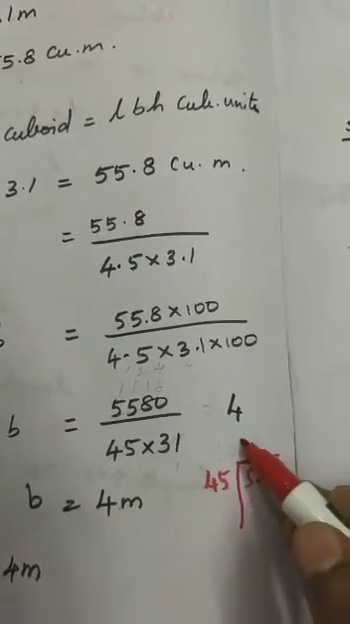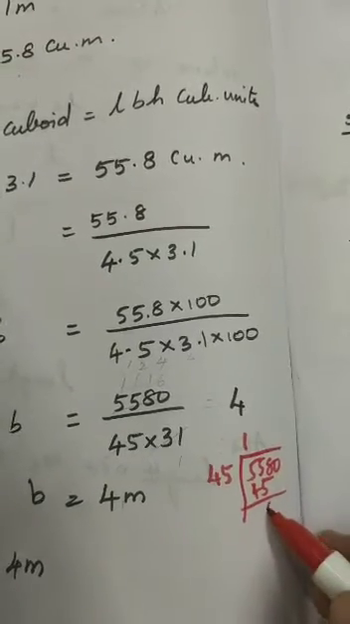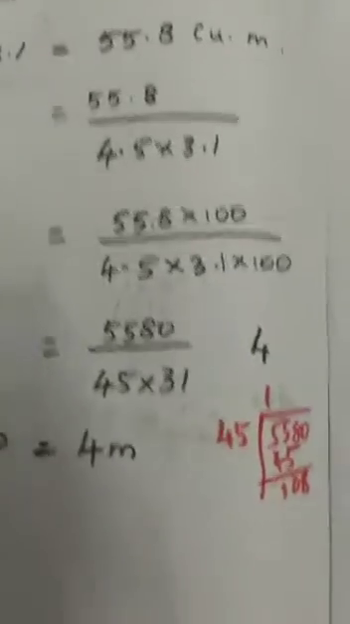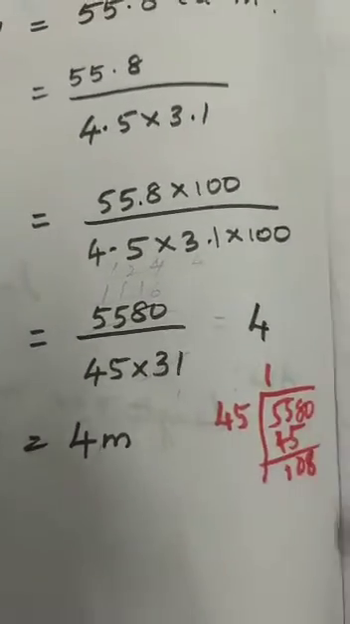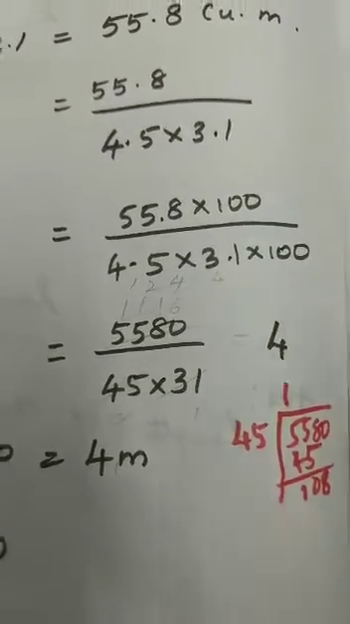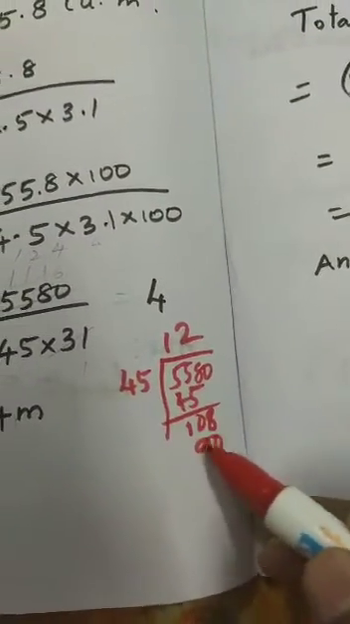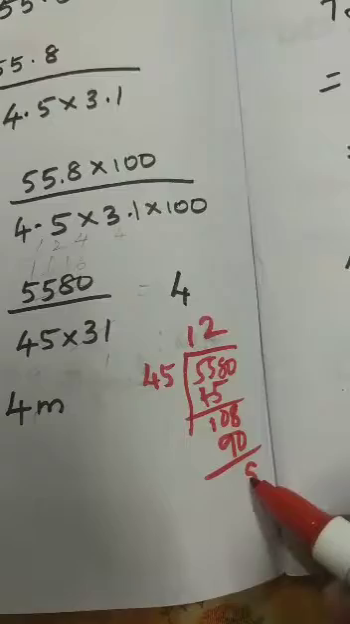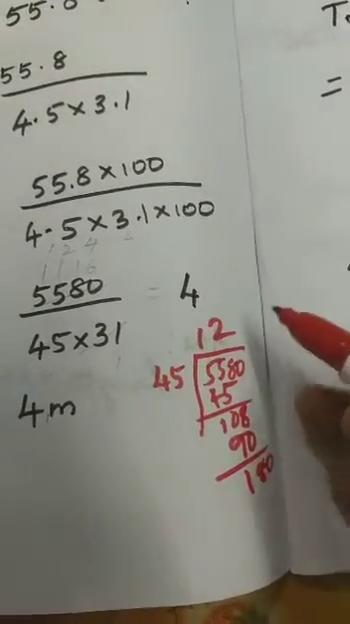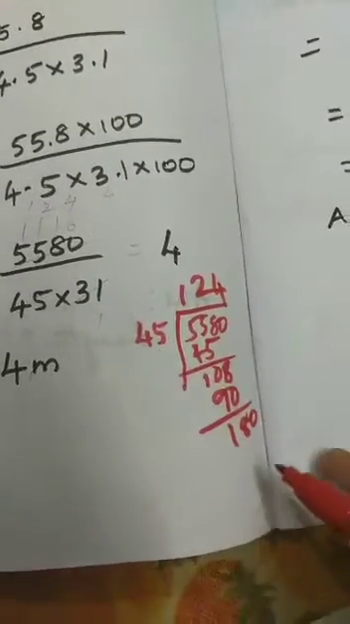5580. Then 1 times 45. Then remaining is 0, 1. Then bring down 8. Then how many times is it 45? 45 2s are 90. Now you subtract. 10 minus 9, 1. Then 0. Then 45 4s are 20, 0.